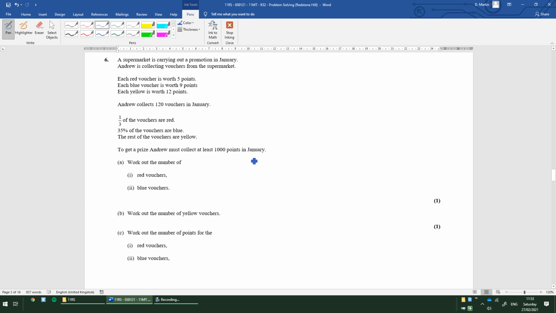So the number of red vouchers, well, we need a third of 120. Well, we do 120 divided by 3. So that means he's got 40 red vouchers.